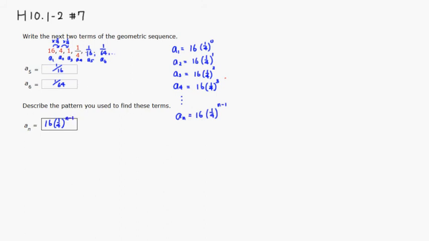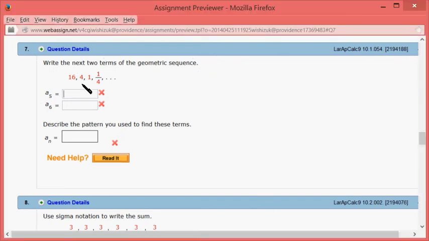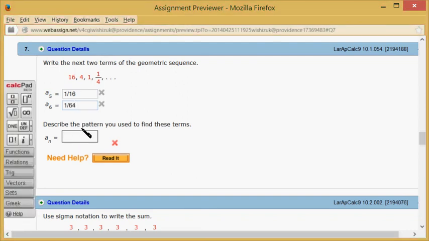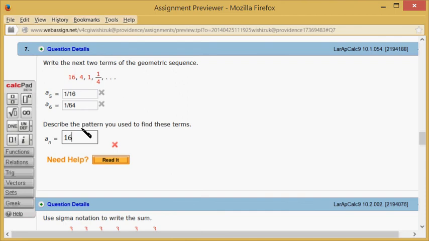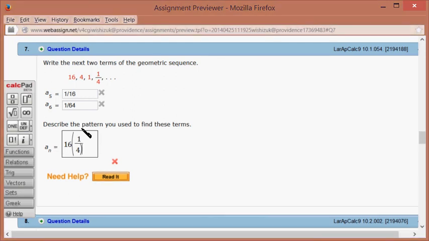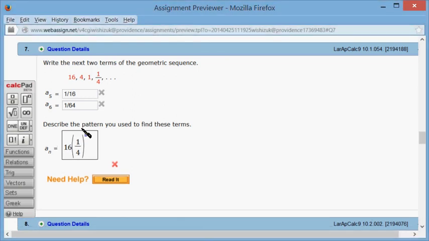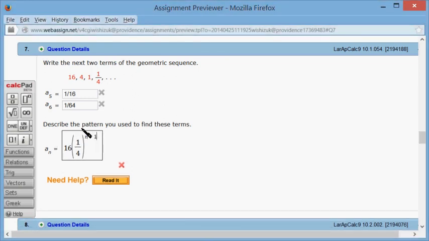Let's type it in. The answer we got was 1/16 for that one, and 1/64. And this was 16 times 1/4, raised to the n minus 1 power.